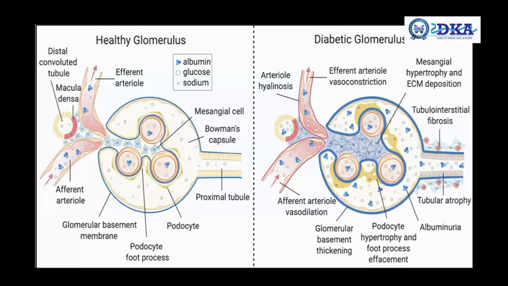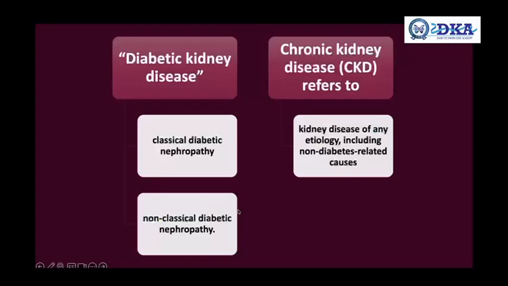So on the left, we will see the healthy glomerulus, and on the right, we are seeing the diabetic glomerulus. As the image is self-explanatory, in diabetic glomerulus, in the afferent arteriole, there will be vasodilatation, and in the efferent arteriole, there will be vasoconstriction. And there will be basement membrane thickening, and podocyte hypertrophy and foot effacement will be present in the diabetic glomerulus.